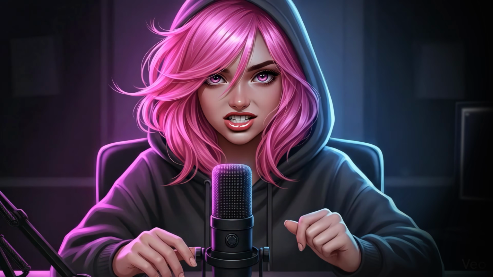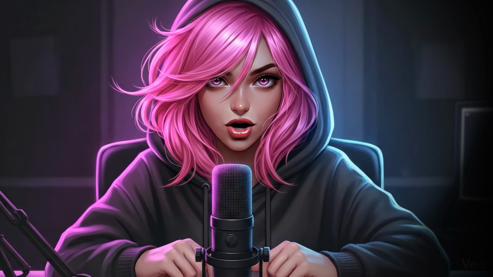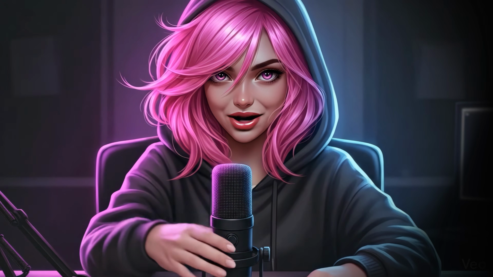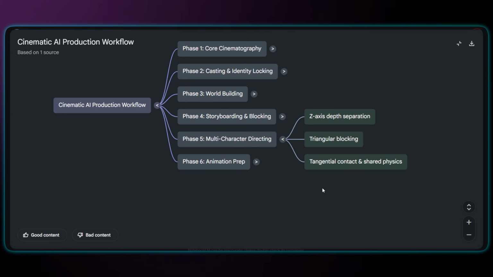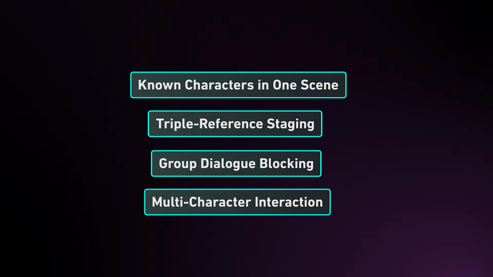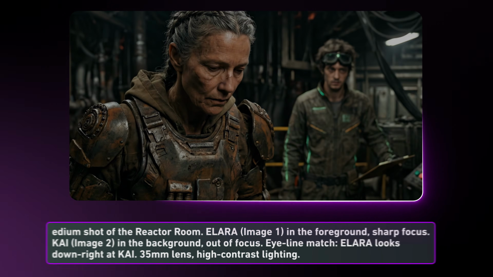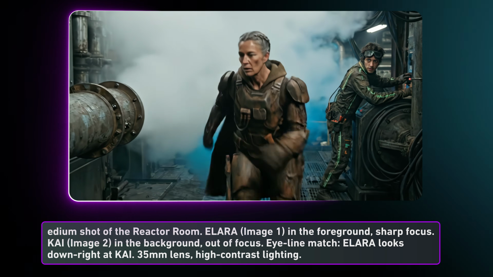That's the layout locked. With your storyboard as the blueprint, your timing and physics are now set in stone. Now let's move to next part. Phase 5 is multi-character directing, where we manage a full cast without them merging into a glitched-out AI soup. By staggering actors on the Z-axis and locking eye lines, you force the AI to respect their physical distance.